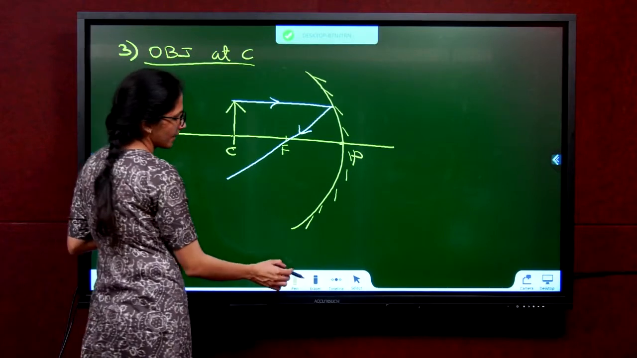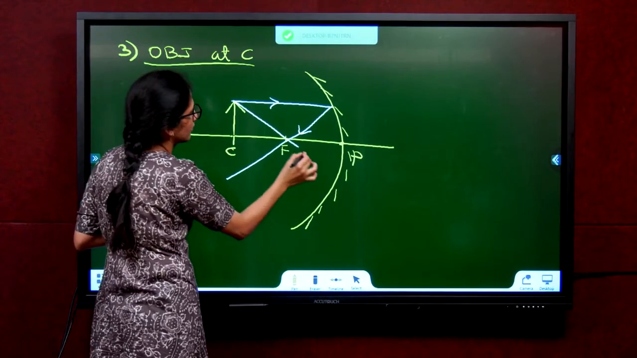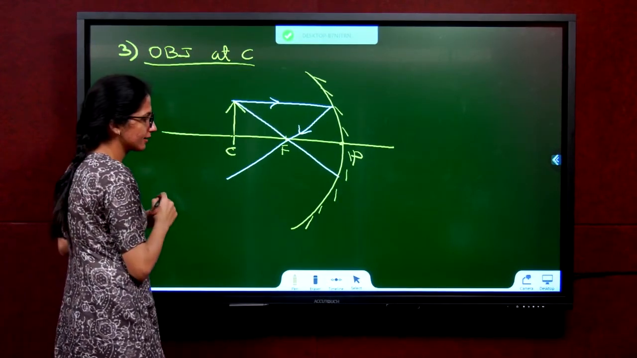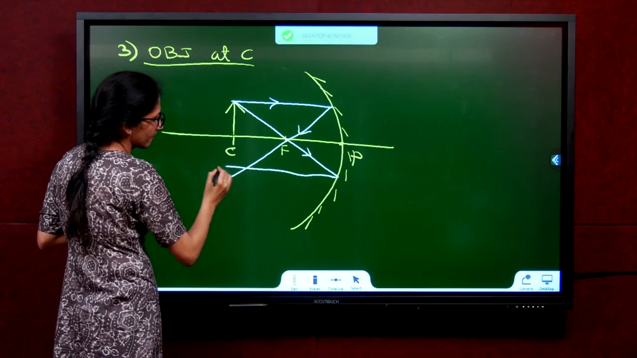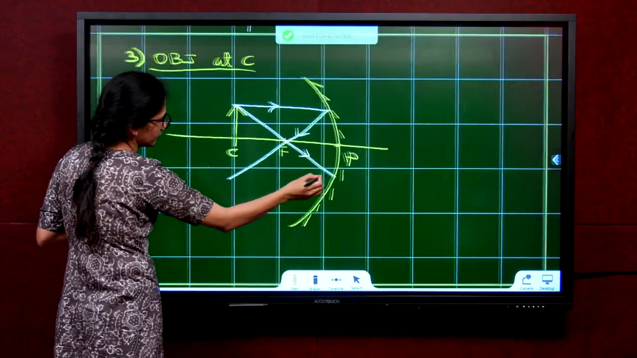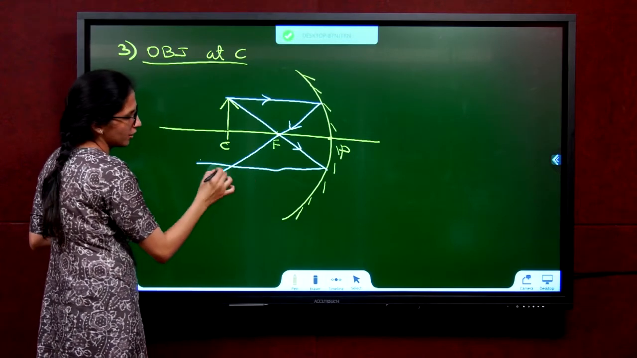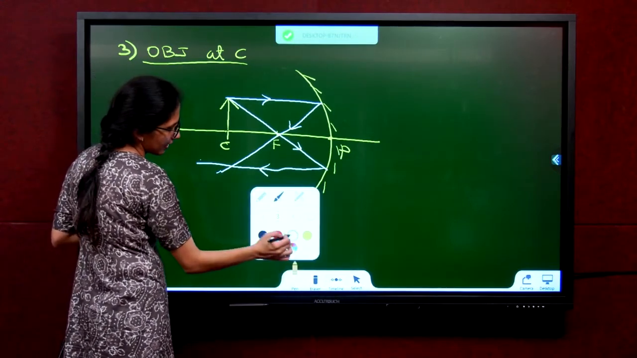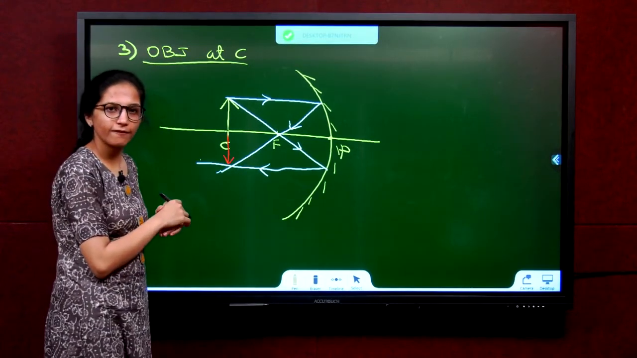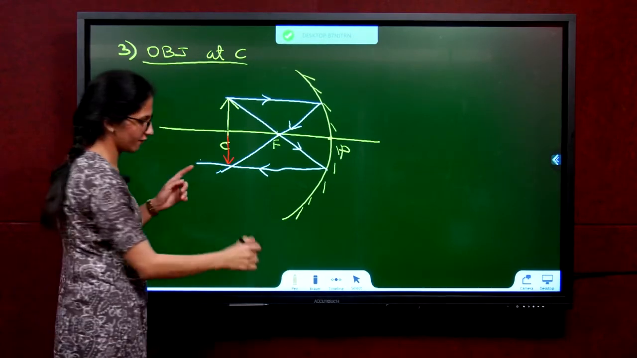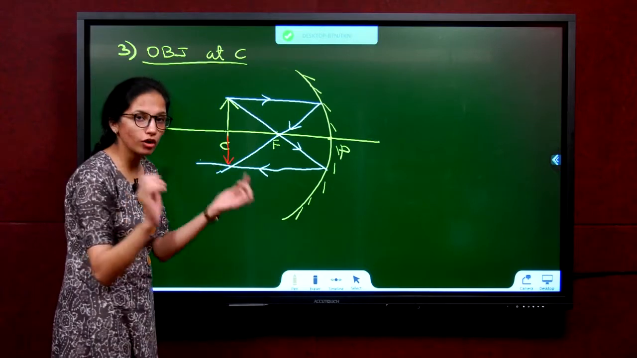Now the second ray passes through focus. If the ray passes through focus, it will come out parallel. You will see that the image is exactly at C itself. Be very careful in this case. Many of you won't get it exactly. That means you are not doing your diagram correctly.